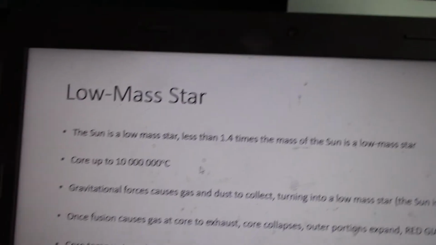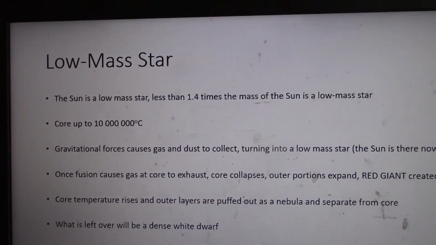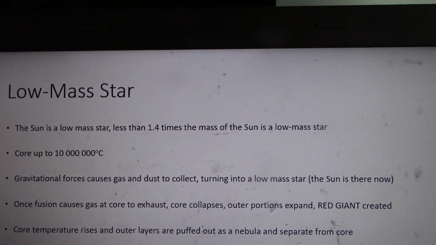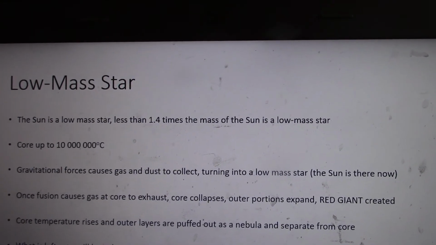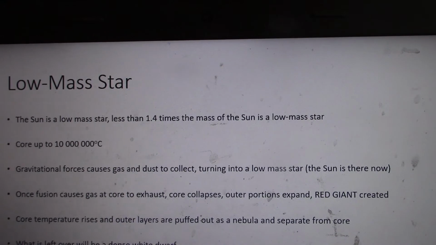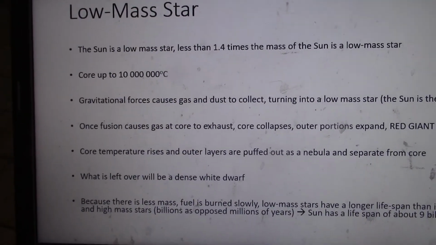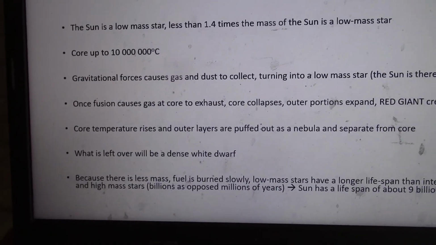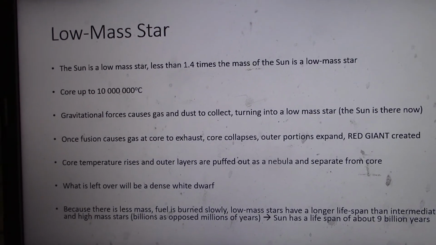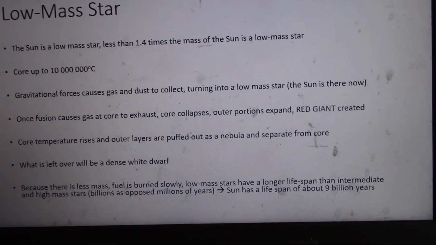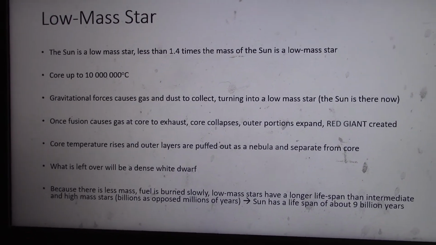So the sun, if you didn't know, the sun is actually a low mass star. That's kind of good for us. So anything that's less than 1.4 times the mass of the sun or the mass of the sun is a low mass star. So the core will be up to 10 million degrees Celsius. So these stars are big, but they're not that big. So gravitational forces cause gas and dust to collect, turning into low mass stars.